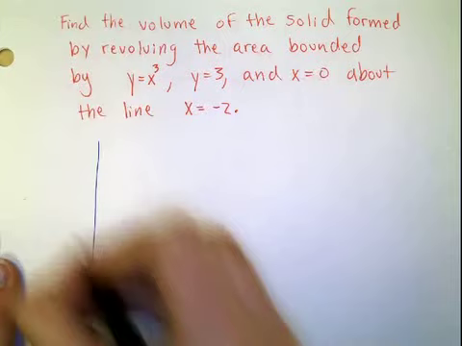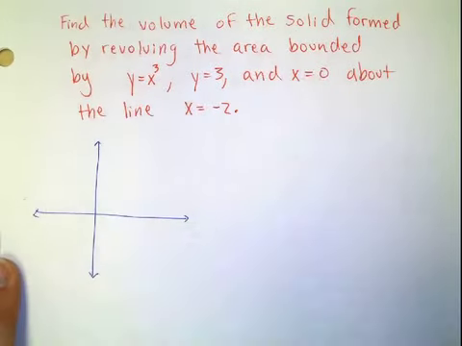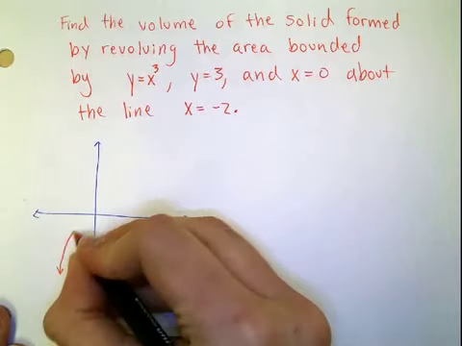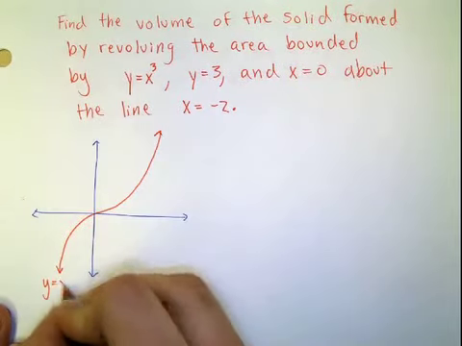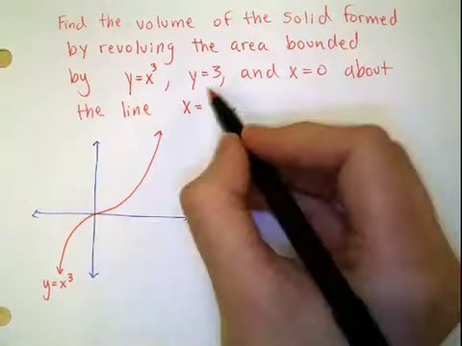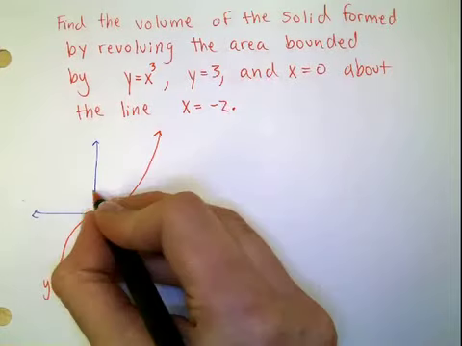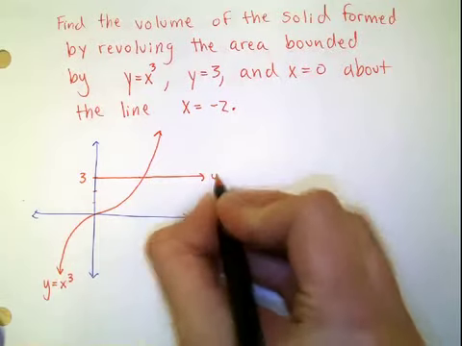So here's my xy axis. And the first graph is the curve y equals x cubed. That's the typical curve that we all know. It's the one that goes like this. And I'm going to label it so I don't forget what it is, y equals x cubed. And then it's bounded by y equals 3 and x equals 0. So y equals 3 means if I go up to 1, 2, 3 here, we've got a line right there. Y equals 3.